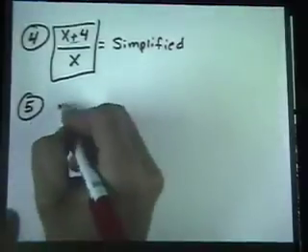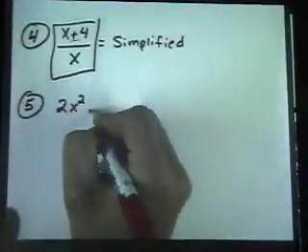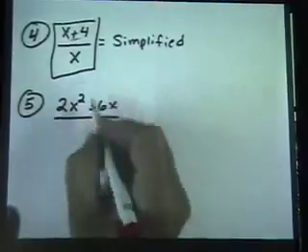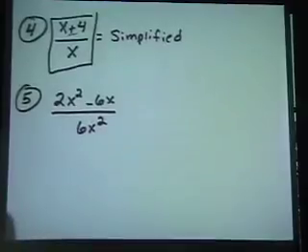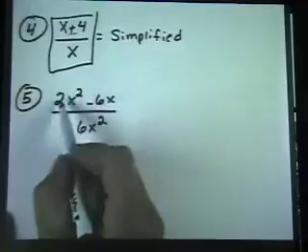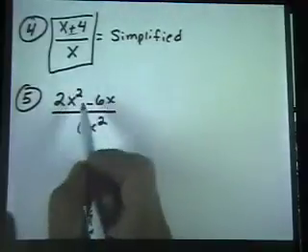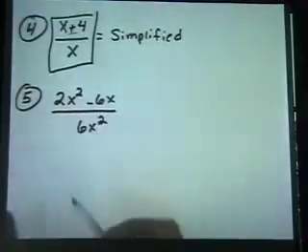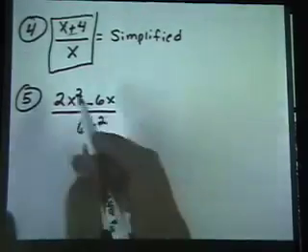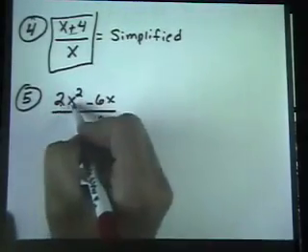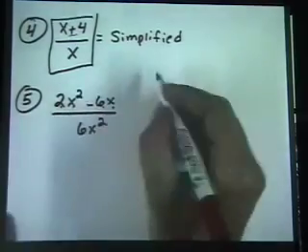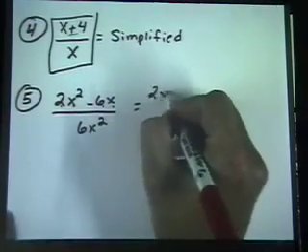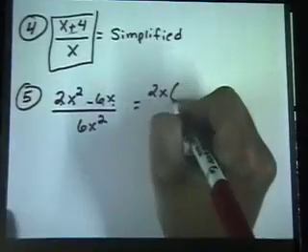Example number 5 should still be in your notes. 2x squared minus 6x all over 6x squared. Now, number 5 is the first time we've come across a problem that is not simplified already for us. 2x squared minus 6x is not simplified. We want to take any factors outside if we can, because then maybe we can cross-cancel something out. 2x squared and 6x both share a 2 and an x. So I'm going to bring that greatest common factor of 2x outside.